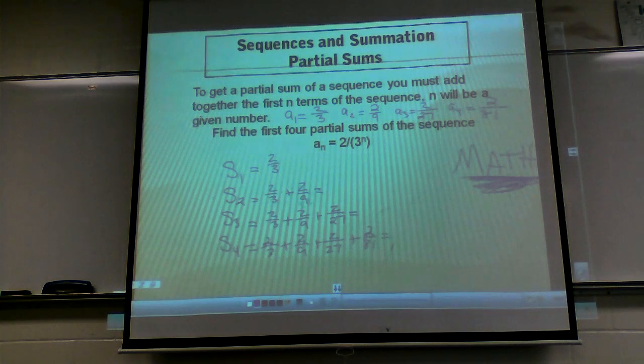All right, so this one here, guys, obviously the common denominator should be 9. 2/3 is 6 over 9, so that should be 8 over 9.